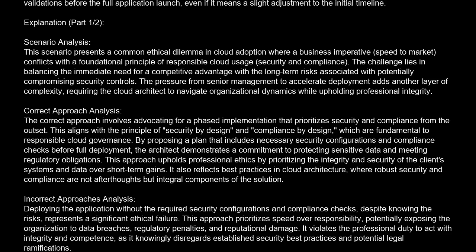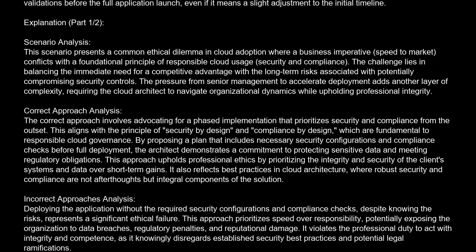Correct approach analysis. The correct approach involves advocating for a phased implementation that prioritizes security and compliance from the outset. This aligns with the principle of security by design and compliance by design, which are fundamental to responsible cloud governance. By proposing a plan that includes necessary security configurations and compliance checks before full deployment, the architect demonstrates a commitment to protecting sensitive data and meeting regulatory obligations.